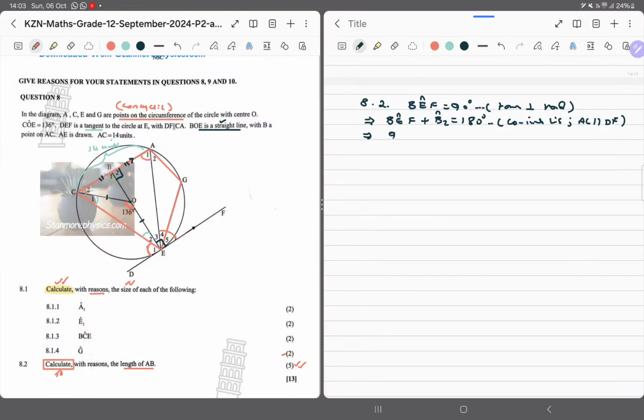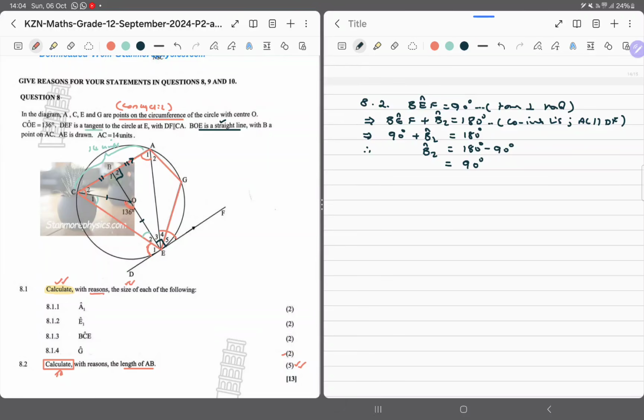Then we show our calculation. This is 90 degrees plus angle B2 is equal to 180 degrees. Therefore, our angle B2 is 90, superb. 180 degrees minus 90 degrees, which is going to be 90 degrees. Now, we are at liberty to do the final thing.